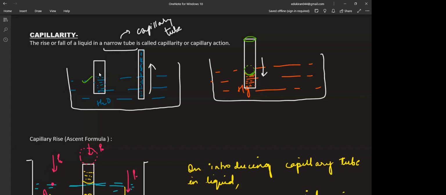Here, atmospheric pressure will also exist in the wider tube. Here, the pressure due to the liquid column will also be existing. Atmospheric pressure, all the phenomena which we have studied are valid for this. It's just that this is a new tube that we have taken. Okay.